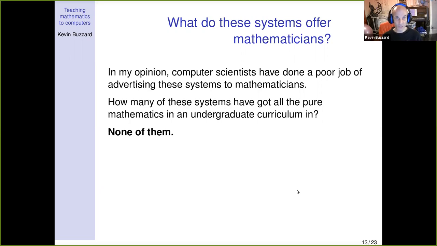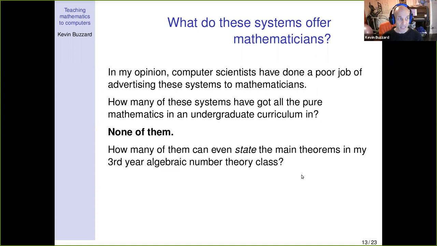Because computer scientists have not been trying to do basic undergraduate level mathematics, because undergraduate level mathematics has complicated stuff in, right? Has manifolds, has algebraic number fields, things like this, more complicated objects. So how many of them could even, in the third year number theory class that I teach, I teach them basic facts. Some of these basic facts go back to Gauss and Euler. How many of them could even state all of the theorems in that class that I teach? None of them can do that, right?